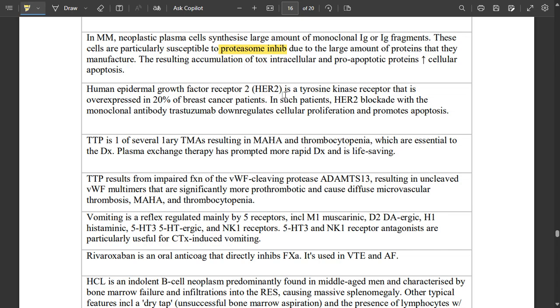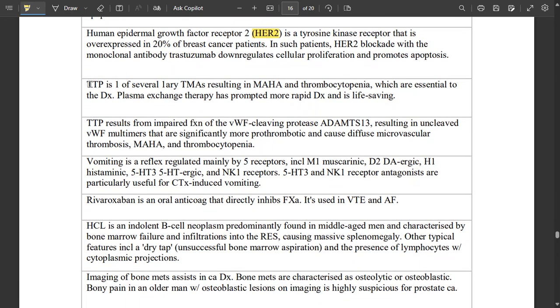Okay, HER2 means human epidermal growth factor receptor 2. Human epidermal growth factor receptor 2 is a tyrosine kinase receptor that is overexpressed in 20% of breast cancer patients. In such patients, HER2 blockade with the monoclonal antibody trastuzumab downregulates cellular proliferation and promotes apoptosis. So if HER2 is a tyrosine kinase receptor, in breast cancer patients, more than 20% of those patients have overexpression of HER2 receptors on the cell surface, and trastuzumab has a robust response against those bad breast cancer patients.